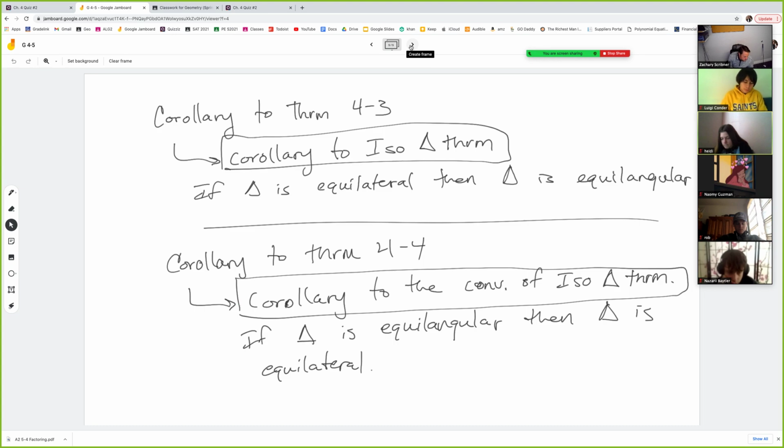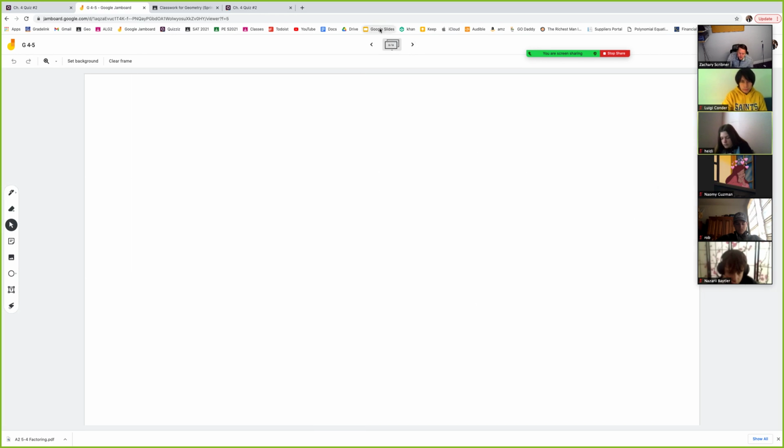All right? So, how could we use it? Well, a landscaper uses rectangles and equilateral triangles for a path around the hexagonal garden. Find the value of x. All right? So, in a rectangle, an angle measure is 90 degrees. Okay? So, if we know that all the rectangles are 90 degrees, let's go ahead and draw a picture of this.